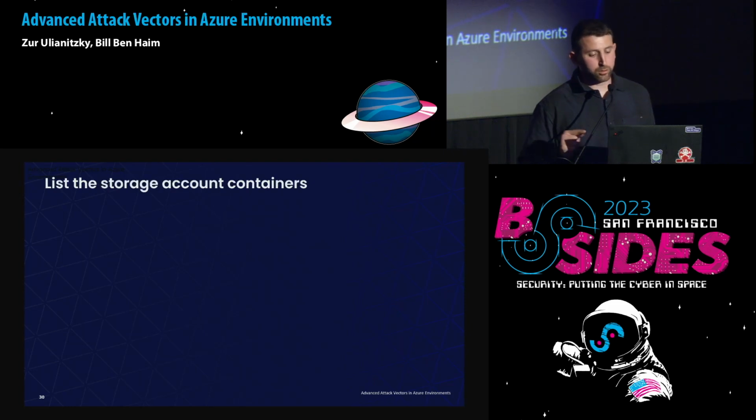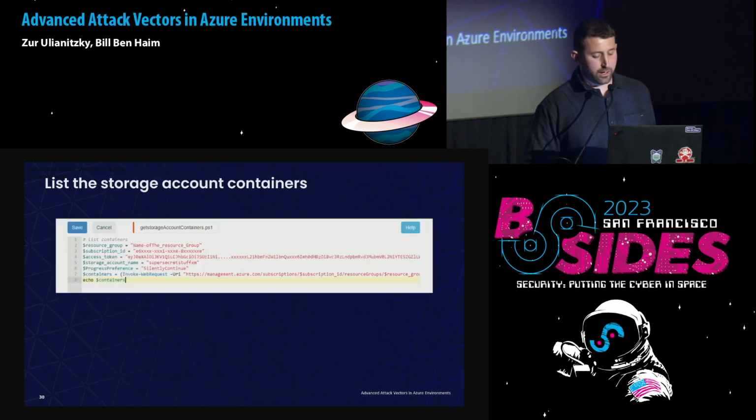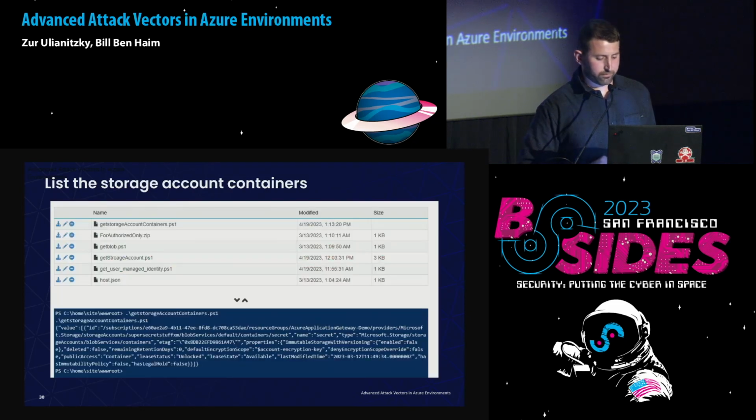We will continue and do some additional reconnaissance on that storage account to check if there are any containers set in place. This can be done using this PowerShell script, which will send a GET request to the containers endpoint within the function app, within the storage account. And we can see that there is a container named secret, and we can now try and check if the container has any type of blobs within it.